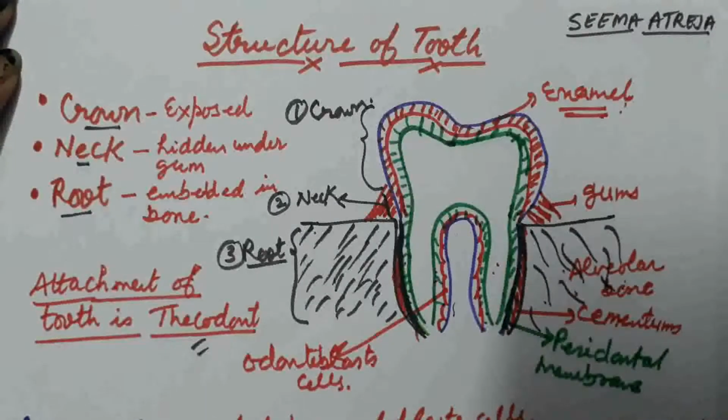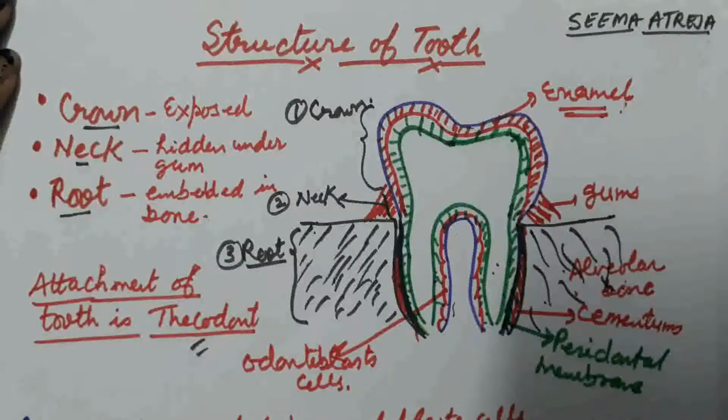Dentine is present in all parts of the teeth. It is also harder, but not than enamel. Enamel is harder than dentine. Dentine is mesodermal in origin. So dentine forming cells are known as the odontoblast cells.